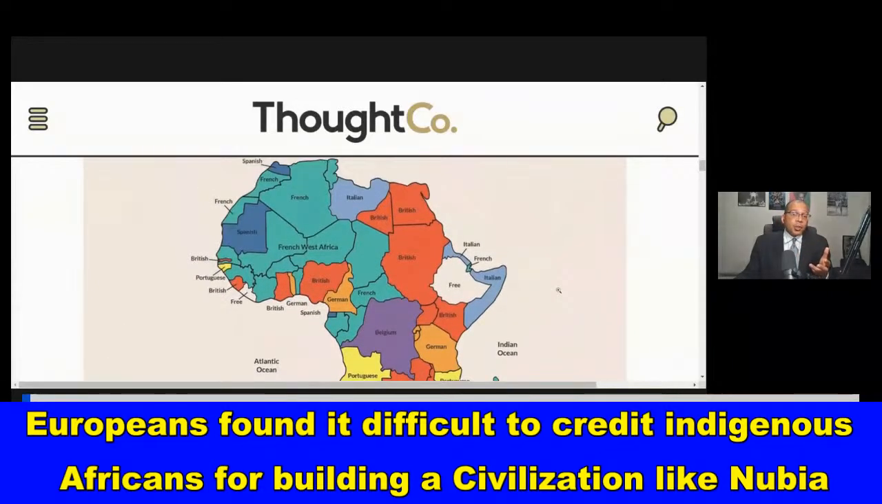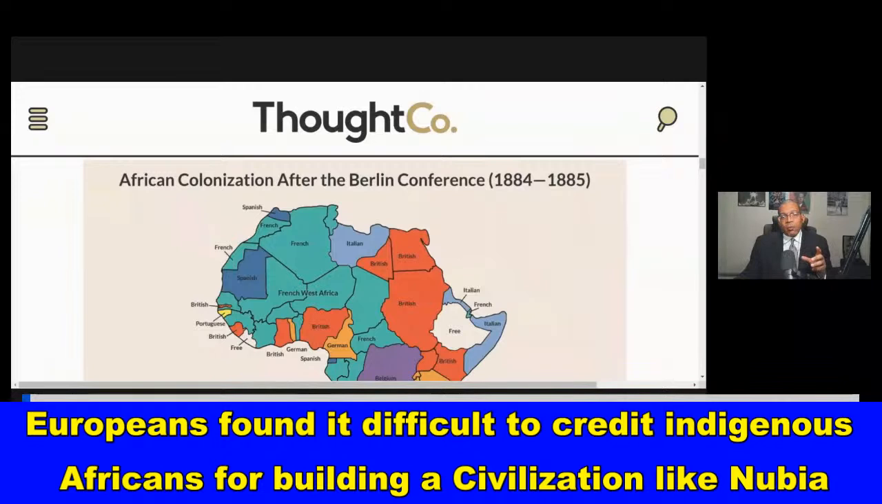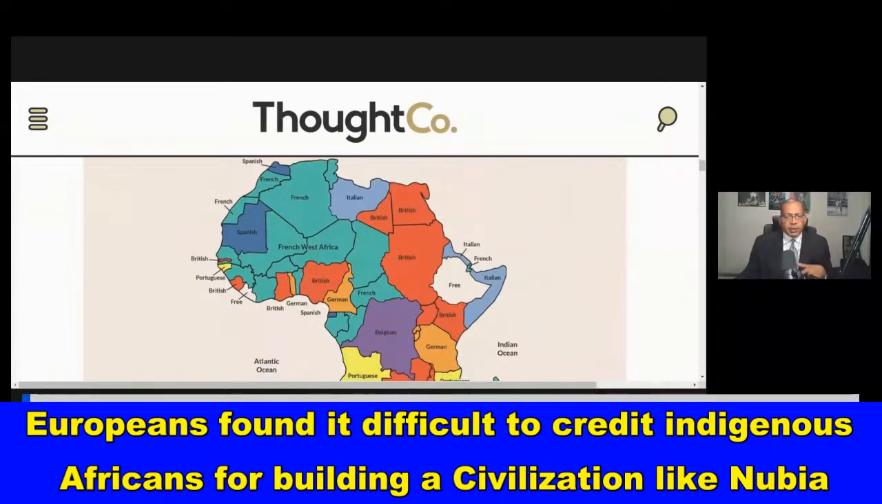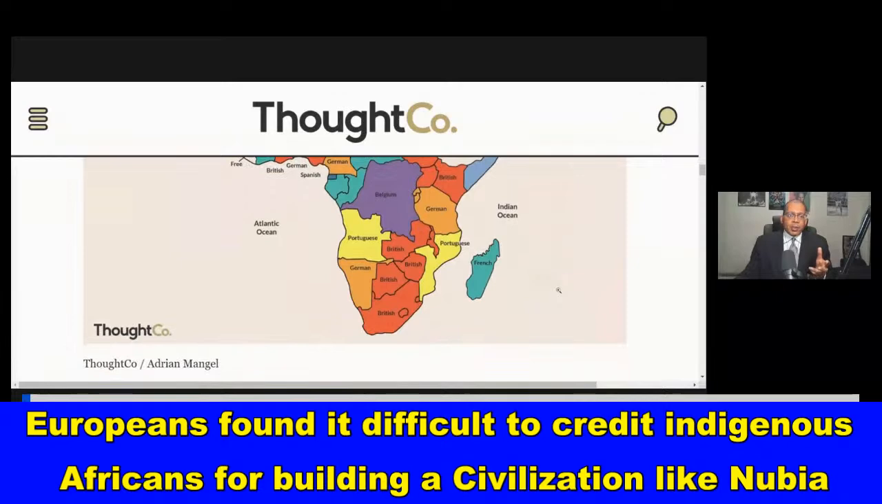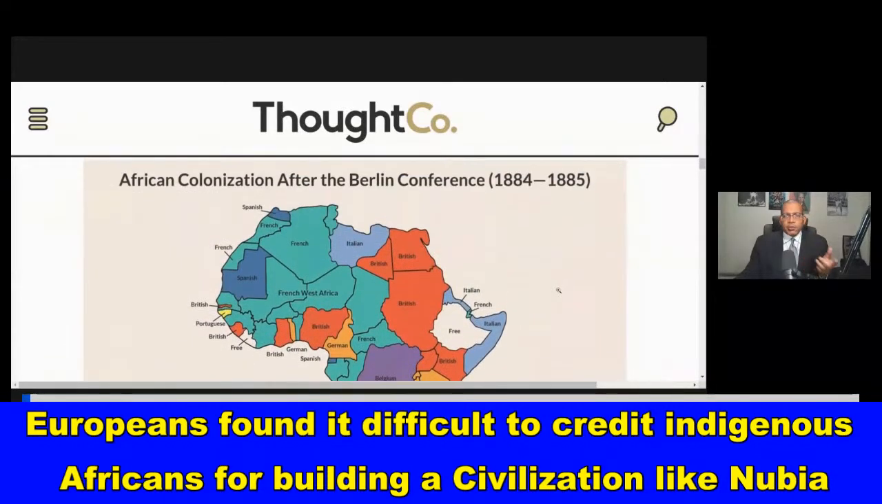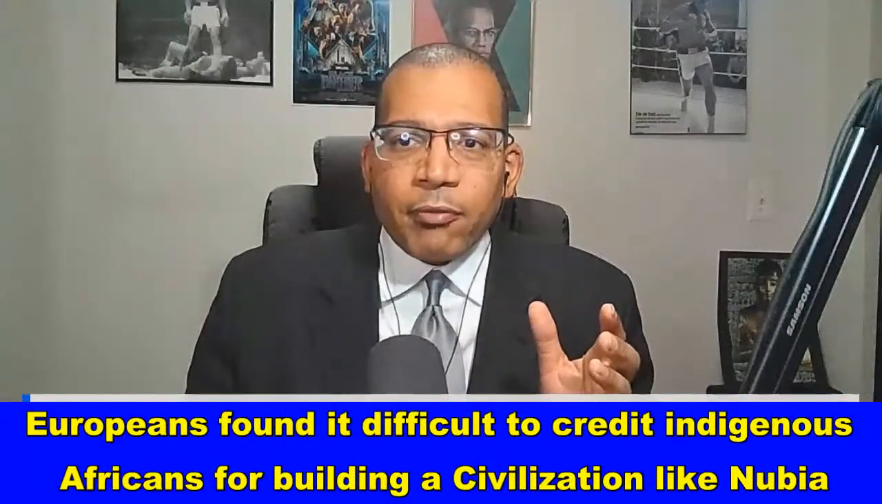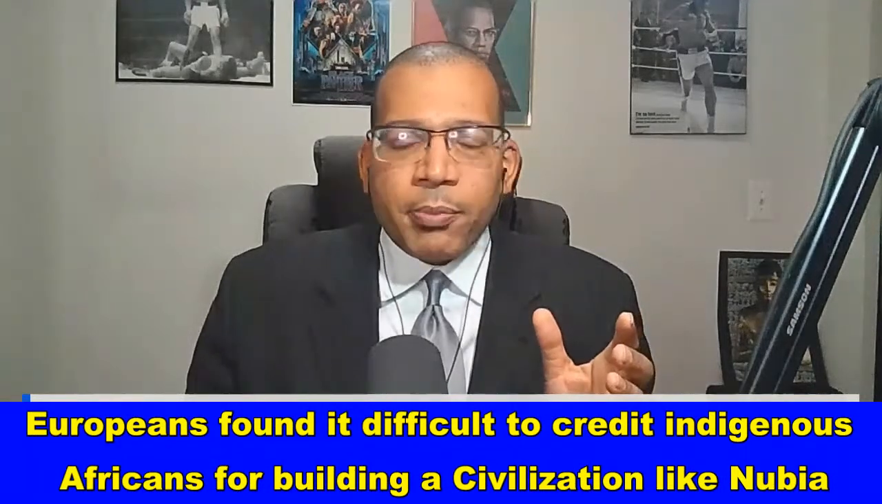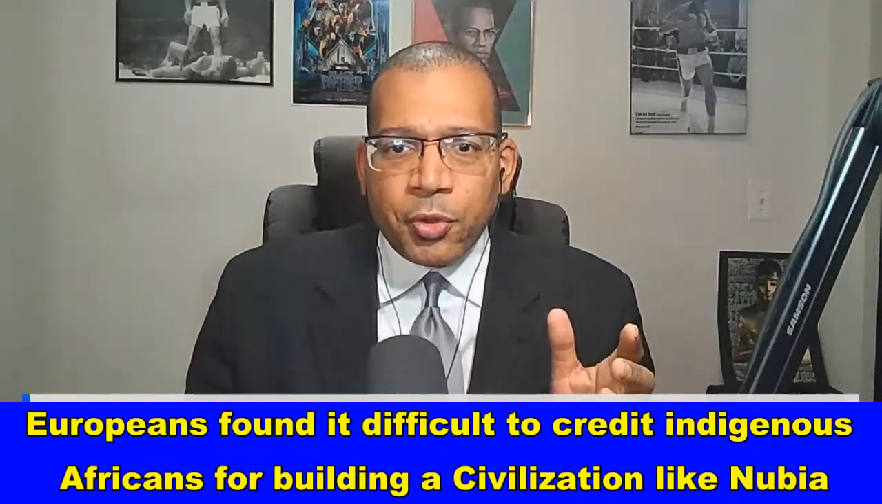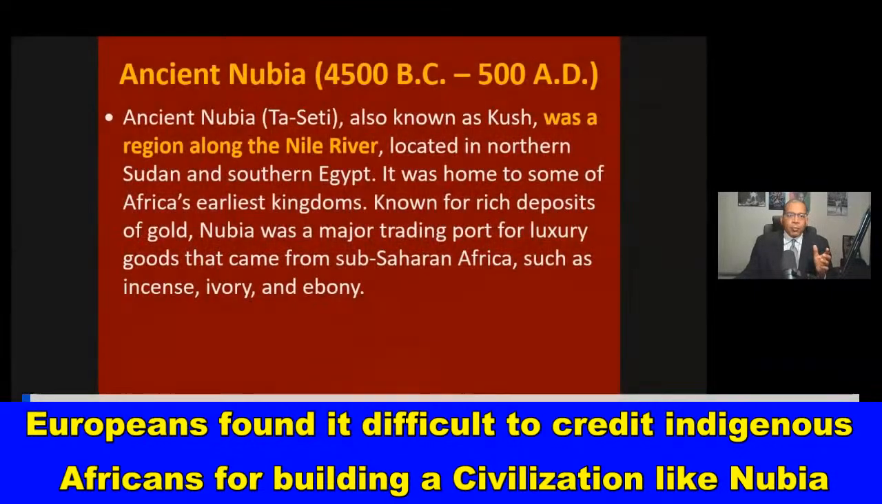This is one of the ways Great Britain got so much territory in Africa, from the Berlin Conference. So check this out. This deals with the Berlin Conference of 1884 and 1885. There was no African representation at the Berlin Conference. These were all Europeans. Now, when we look at Nubia, it was home to some of Africa's earliest kingdoms, known for rich deposits of gold.